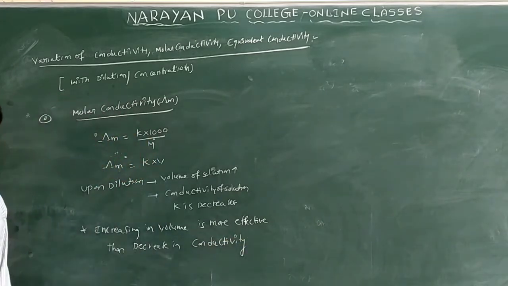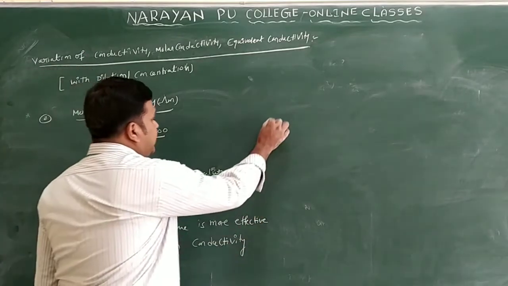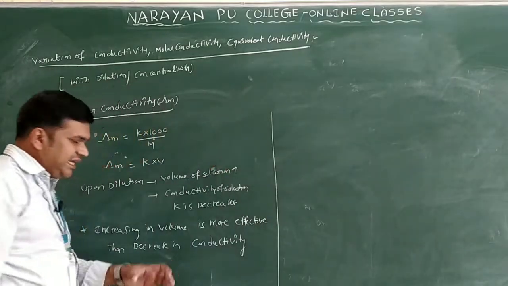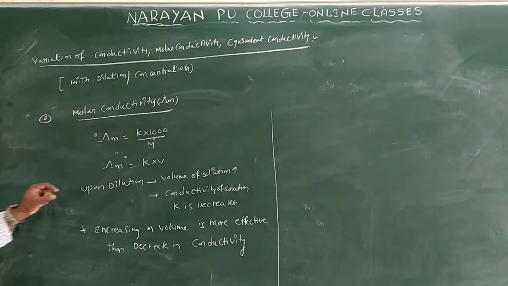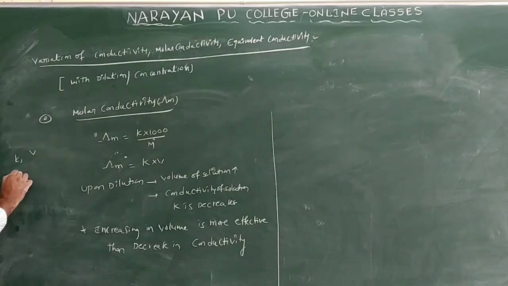Decrease in what? Conductivity only. Okay, so what you can take from this one here, suppose you want to take one example here. Suppose you take the conductivity and the volume. The conductivity decreases by 2 units, and the volume increases by 10 units only.